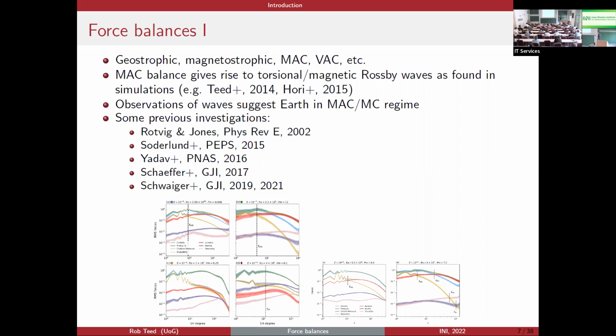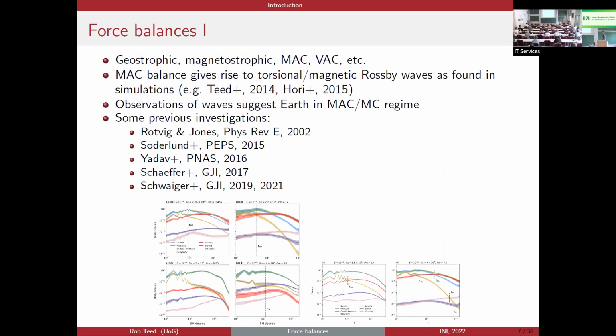In bodies such as the Earth, we expect, at least at some scales, the Mach balance to be important, because this gives rise, for instance, to torsional waves or magnetic Rossby waves. Given that we seem to find observations of these waves in the observational data, that tells us that the Mach balance must exist in Earth's core, for instance. So it's important that we run simulations that are in the right balance. So we want Mach balance to be appearing in our simulations. It's no good running simulations that don't have this balance.